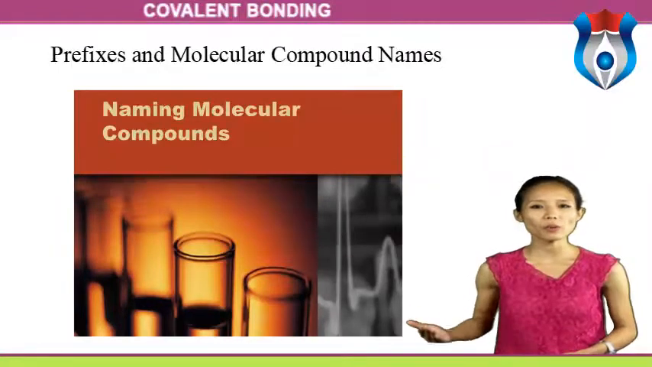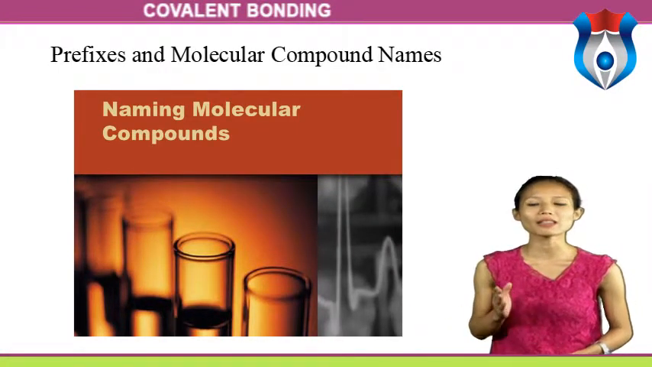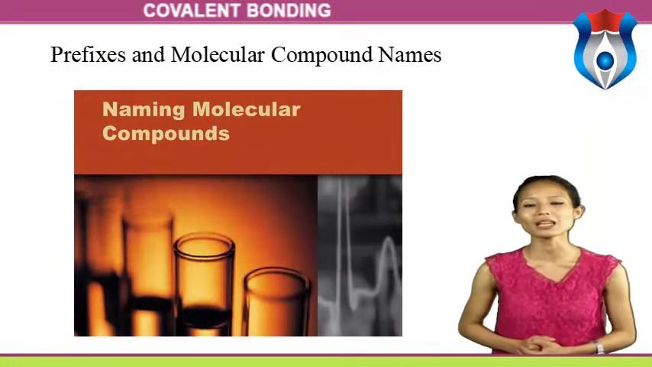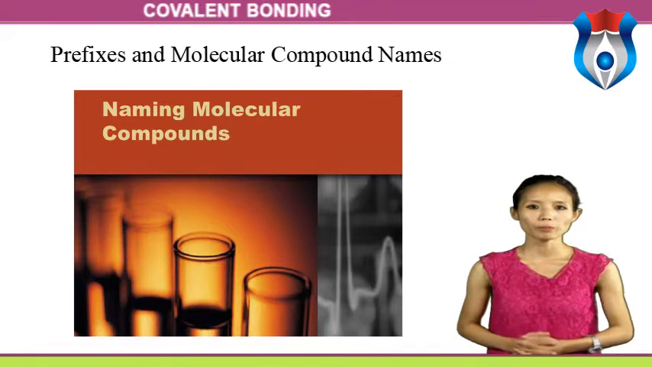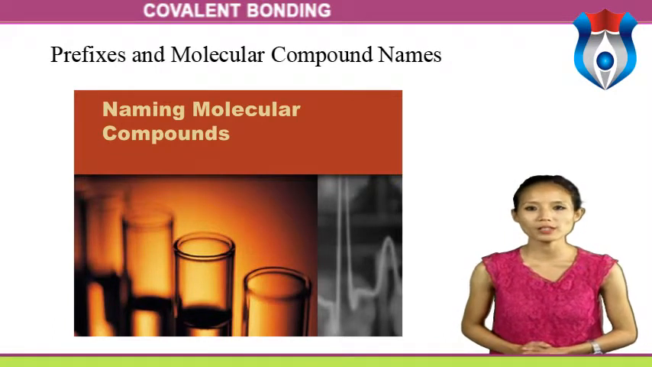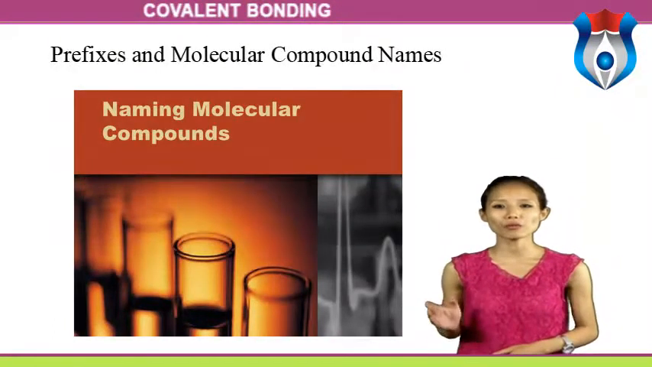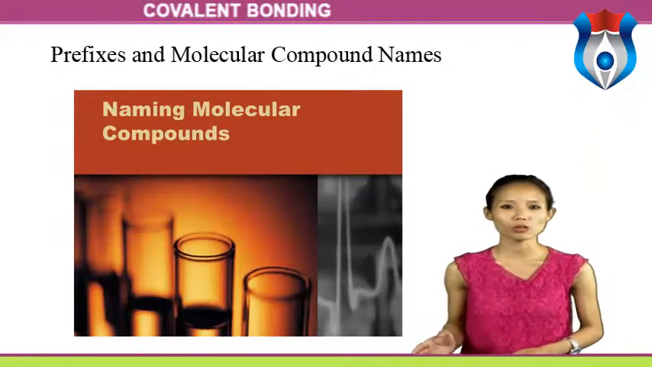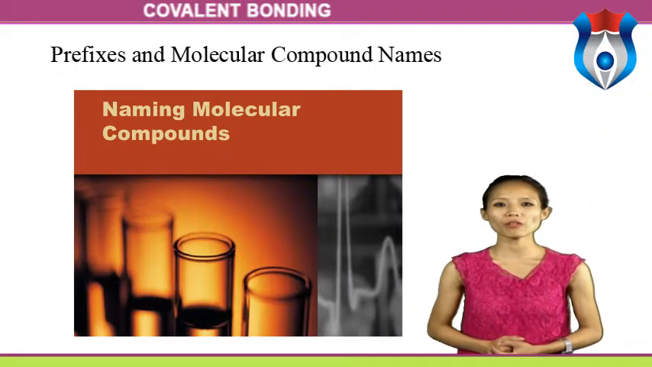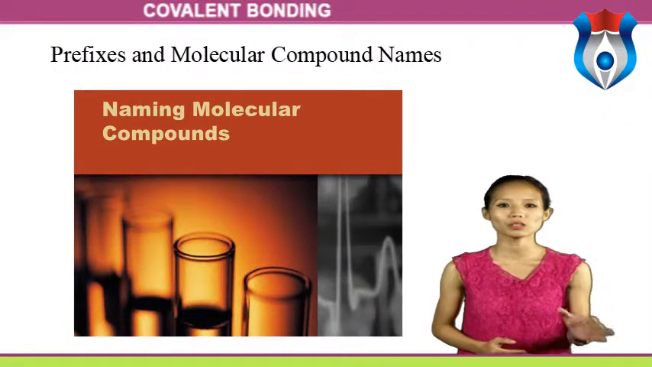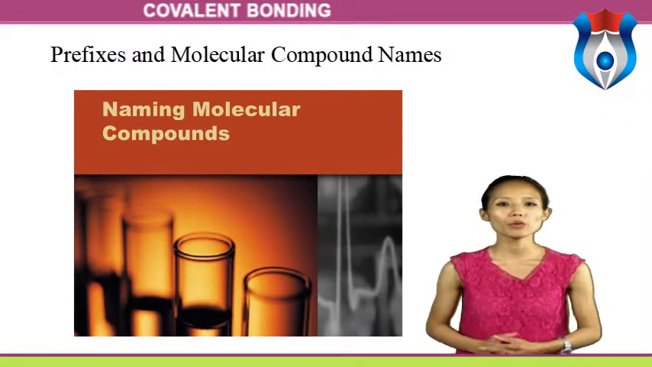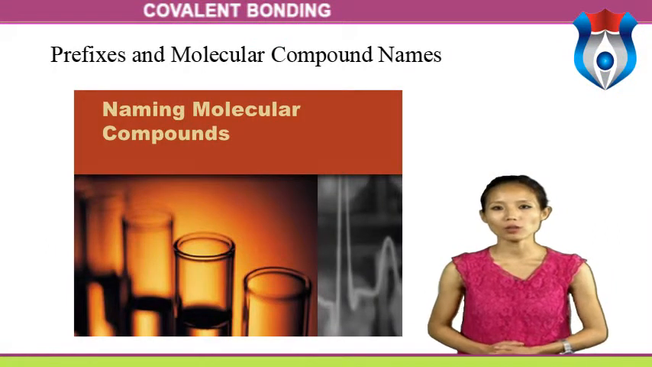Prefixes and molecular compound names. Nonmetals may combine in a variety of ratios, so it is important that the name of a molecular compound indicates how many atoms of each type of element are present in the compound. This is accomplished using prefixes. If there is only one atom of the first element, no prefix is used. It is customary to prefix the name of one atom of the second element with mono. For example, CO is named carbon monoxide rather than carbon oxide.